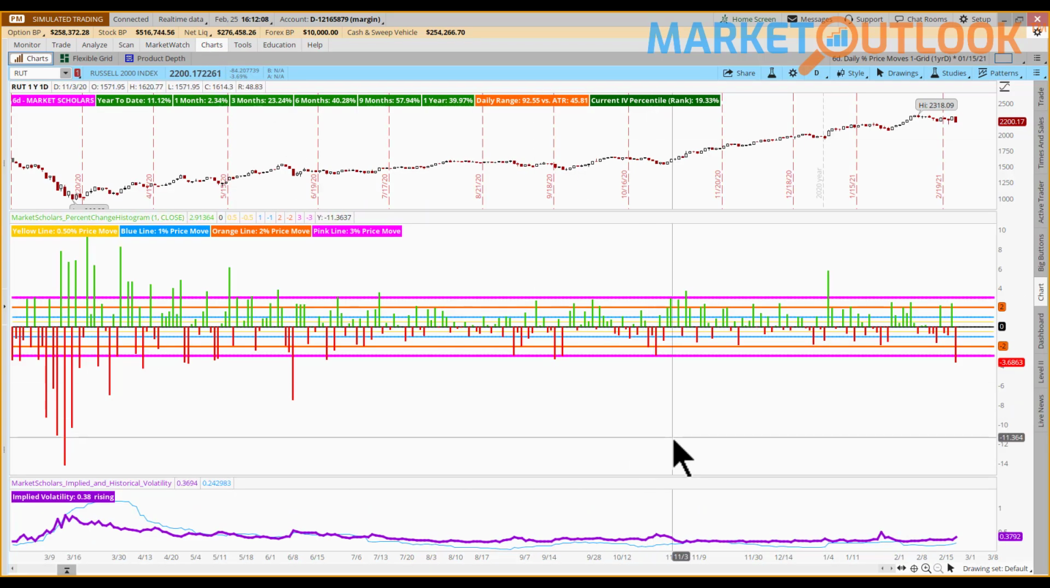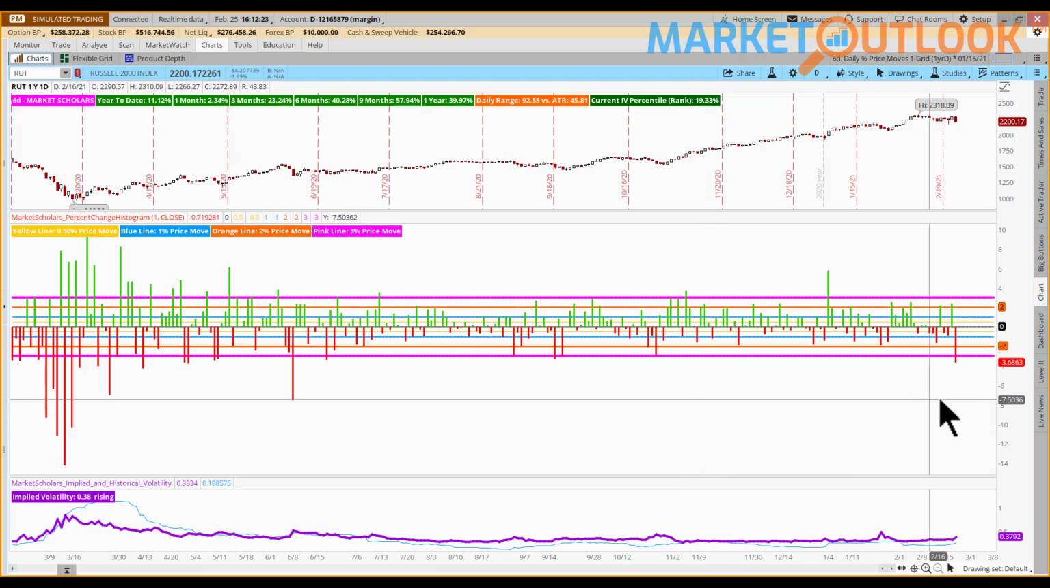I usually like to bring this one up whenever we have a day where we're moving at least 1% in either direction. It can start giving us a sense of how volatile markets have been here recently. I've got the Russell 2000 pulled up this time because of what I mentioned in the intro. I just wanted you to see how ugly of a day it was today.